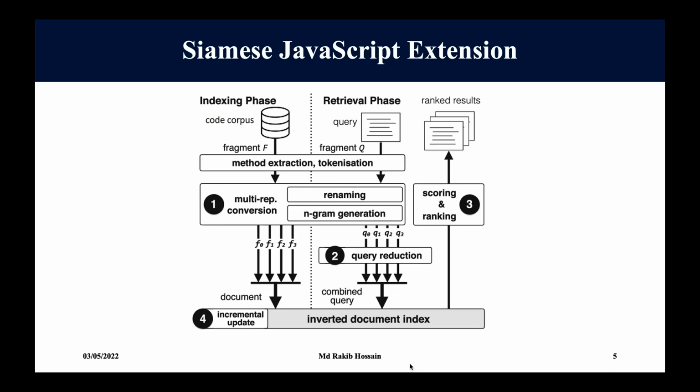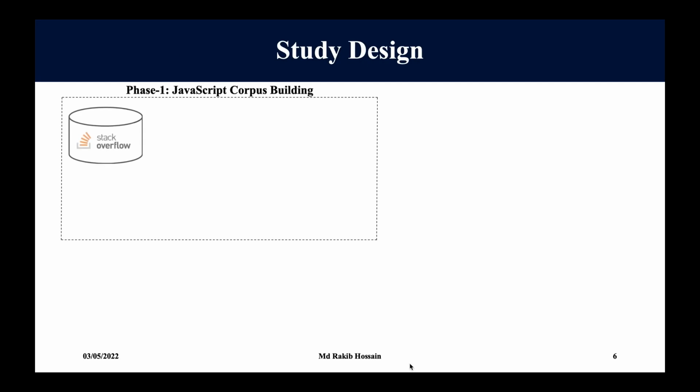For this JavaScript online clone searching, we use Siamese, which is a scalable and accurate clone searcher. Initially, it worked for Java and Python clone searching. For this study, we developed a JavaScript extension for it. We designed the study into 4 phases.